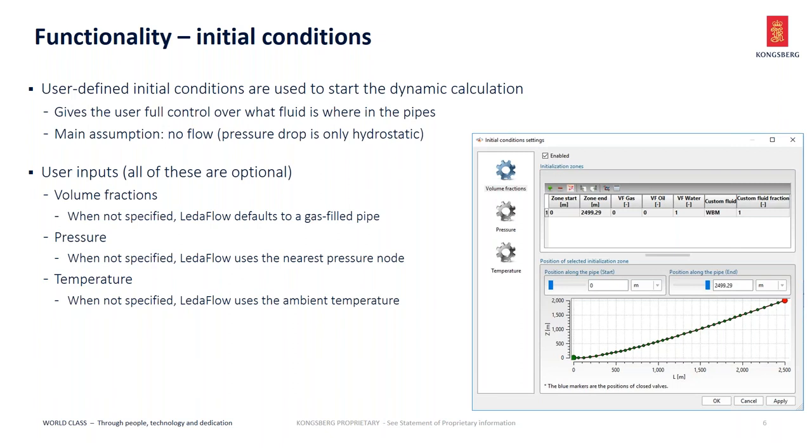All of the user inputs for initial conditions in LedaFlow are optional, and the reason for that is that if you don't specify anything, we've implemented a so-called gas-filled pipe option. Then LedaFlow just puts gas somewhere, which is a very convenient way of starting your simulation, because gas is the lightest possible production fluid, which makes it rather likely that it's possible to start production in your well or even in your flow line. So it's a very good default parameter for starting the simulation.